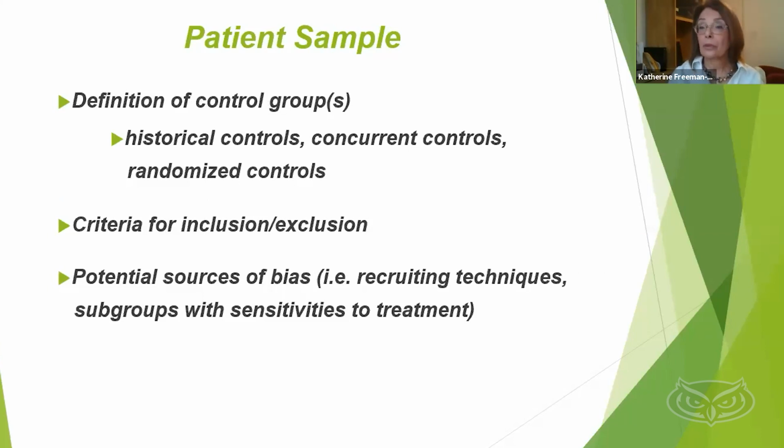Now, as part of the protocol, we have to define the patient sample. And in statistics, not only is the research question important, but what's also important is relative to what. So we want to define our control group or groups. We could certainly have more than one. We can use a historical control, like in the obesity epidemic.